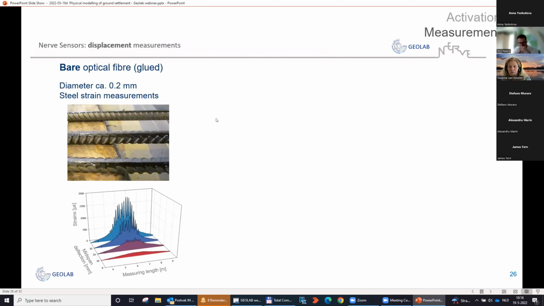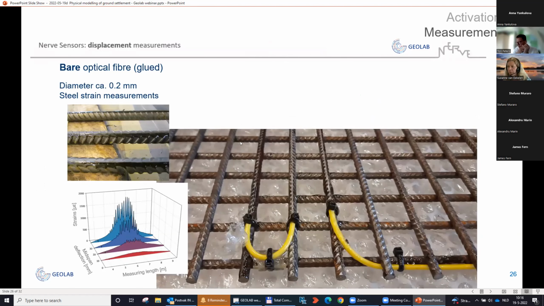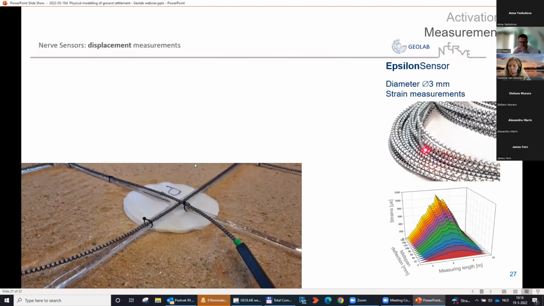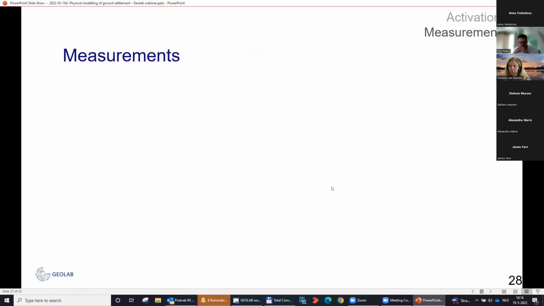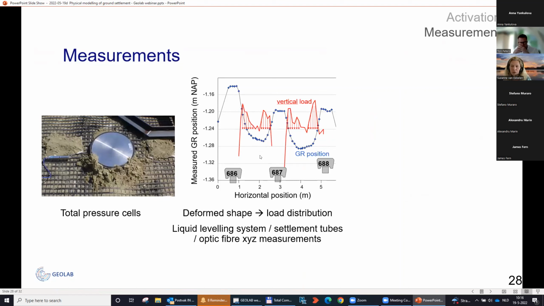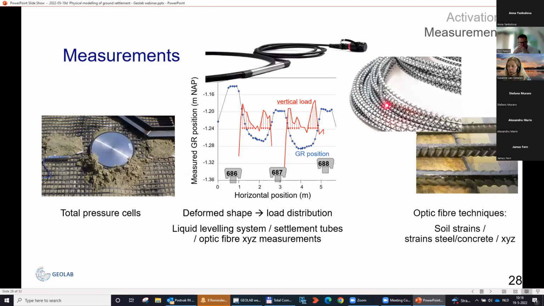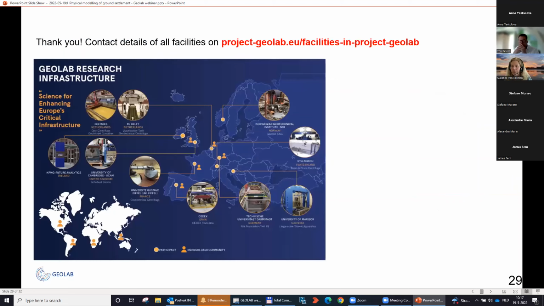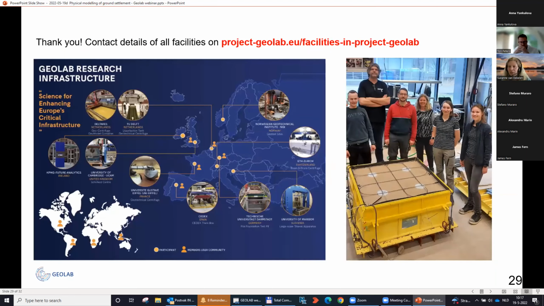Some other optic fiber applications are very interesting. Here NERV systems attached these optic fibers to steel bars. And here we have strain measurements, also with optic fibers, in several layers in the soil body. So we saw we can apply total pressure cells. We saw we can measure the deformed shape to determine load distribution. And we saw that there are several applications of optic fiber techniques. So this brings me to the end of this part of the presentation. Thank you very much.